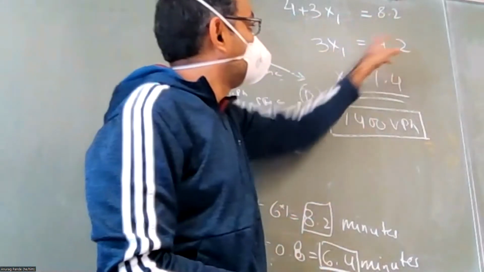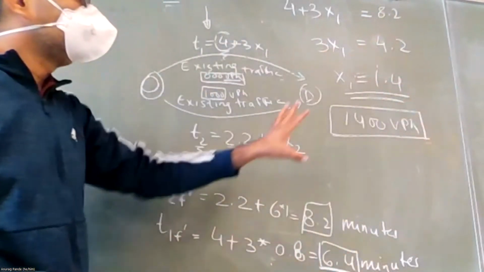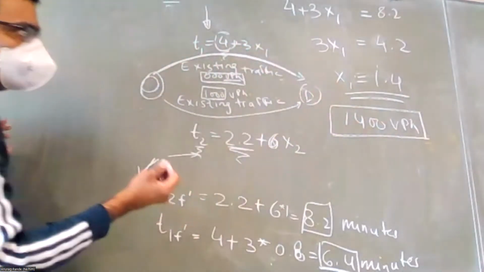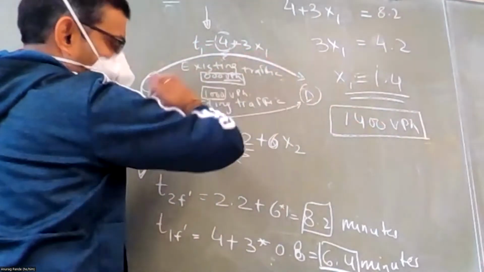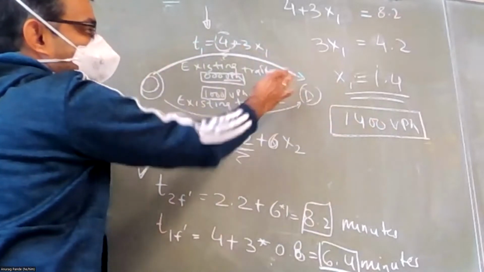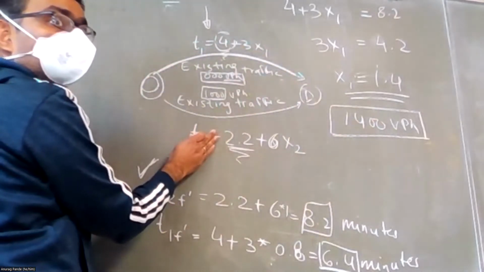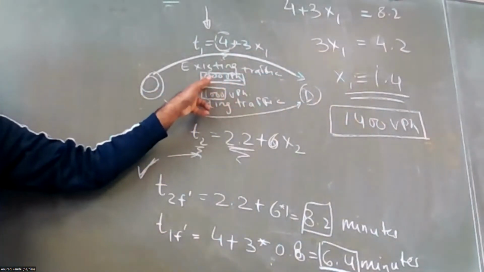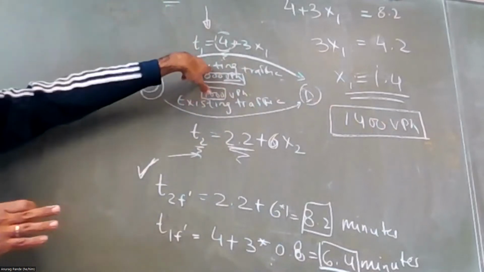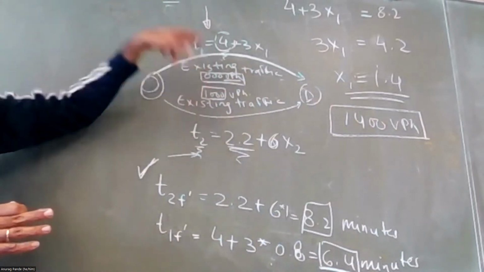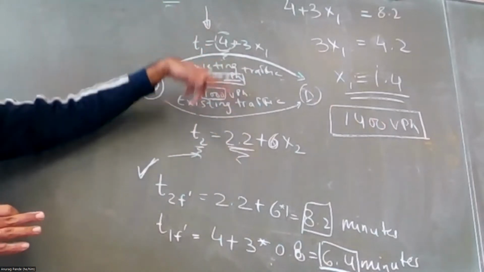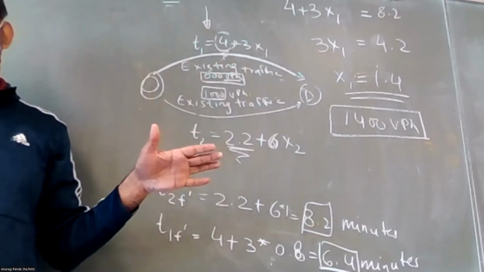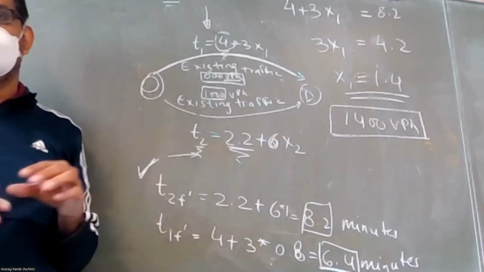I get 3x1 equal to 4.2, so x1 equals 1.4, which is 1400 vehicles per hour. So the total demand on this route has to be 1400 vehicles per hour before this route starts to get used at all. And how would that demand be 1400? 800 are already there, so out of this 3800 you can fit in 600 over here, at which point our new demand also starts to use both routes. Not before that. Does that make sense? Questions?